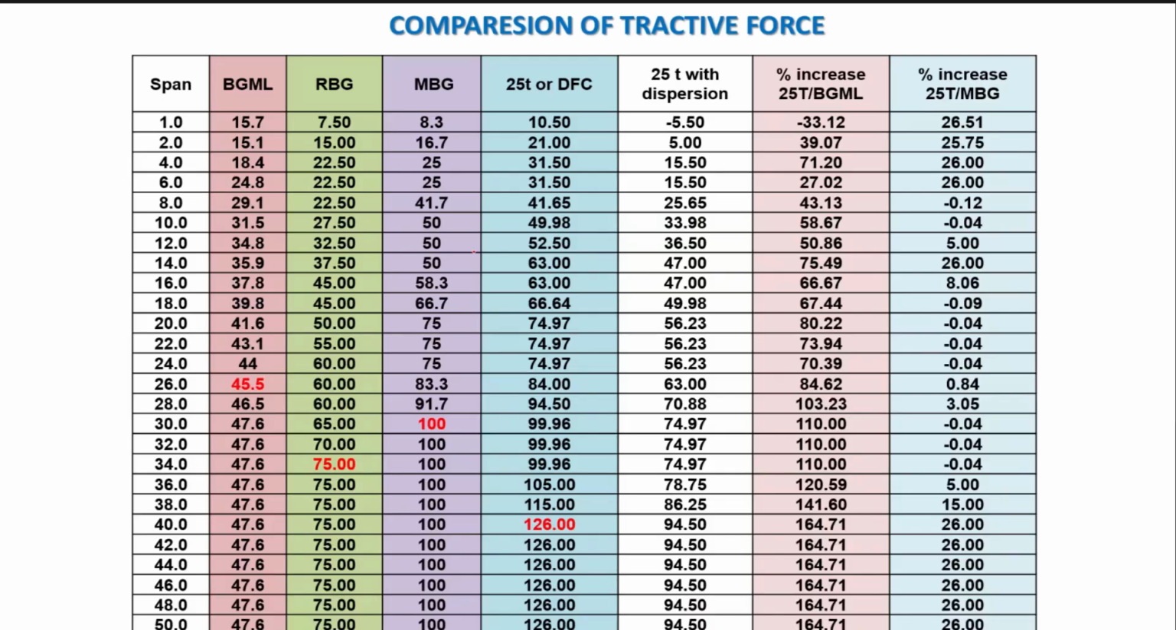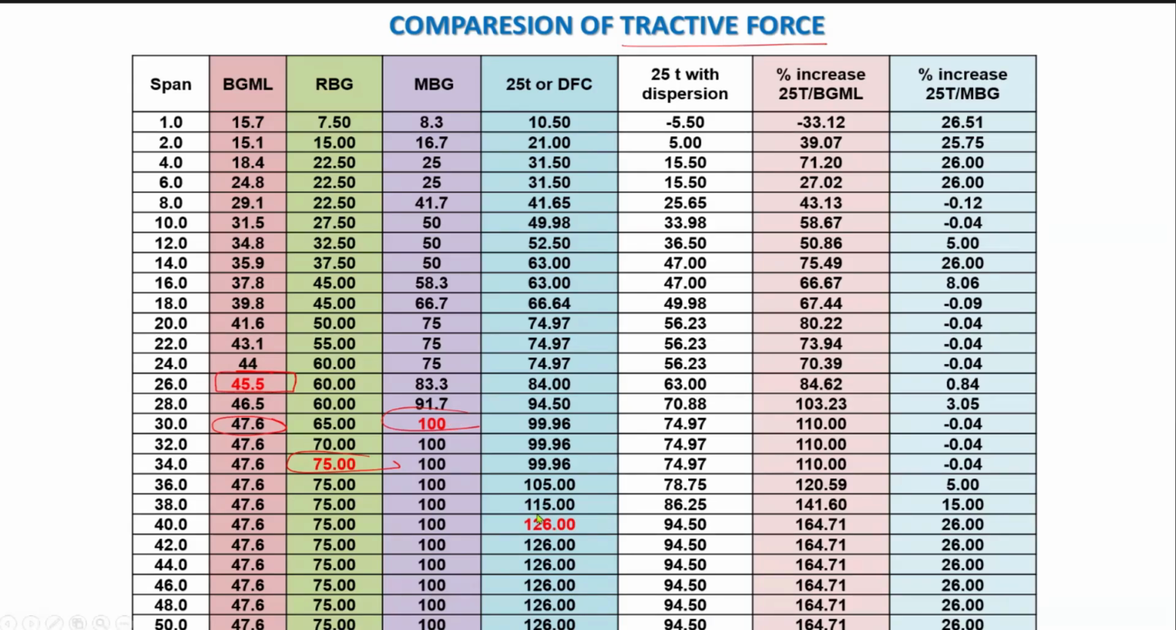So now coming to the part of the tractive force, we have cleared about the axle load. Similarly, I have made the span for BGML and compared all tractive forces. You will see the maximum. So you can see for BGML 47.6 is coming at the 30 meter. RBG highest is coming at the 34 meter, whereas MBG highest is the 100 ton.